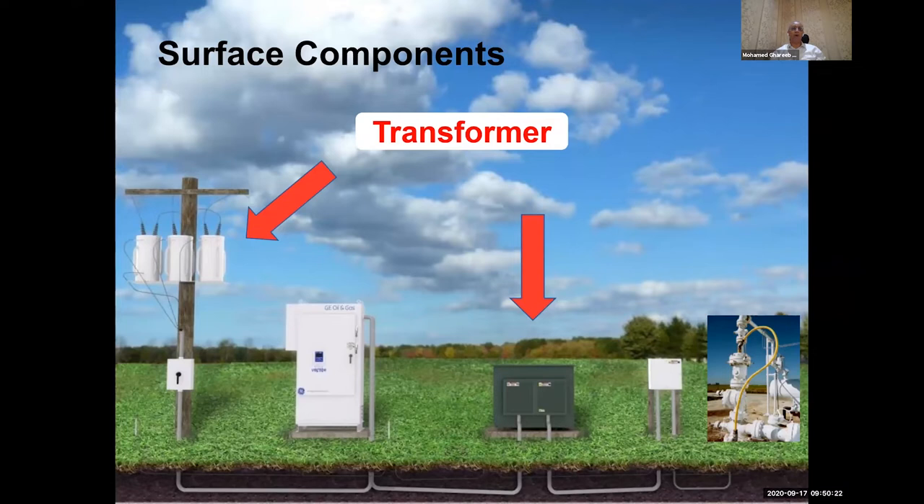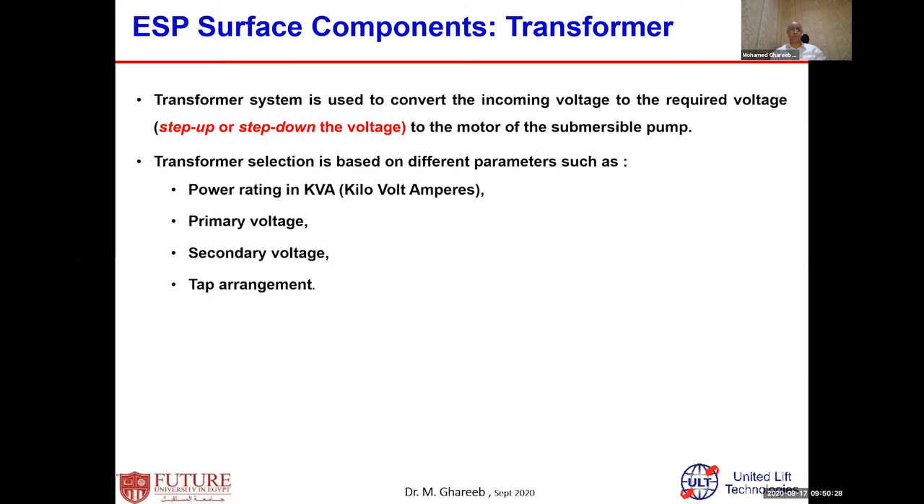What is a transformer and what is the function of the transformer? The transformer is used to convert incoming power, incoming voltage, to the required voltage. The main function of a transformer is to convert volt to volt, from one value of volt to another value of volt. If it converts from high volt to low volt, we name this a step down transformer, step down volt. It's reducing the volt. The step down transformer is used to reduce the volt to the required one. But sometimes the volt reaching the site is low volt. Then I need a transformer to increase this volt to the high volt required to run the motor plus the volt losses in the cable. This is called a step up transformer. Then I have a step down transformer and I have a step up transformer.